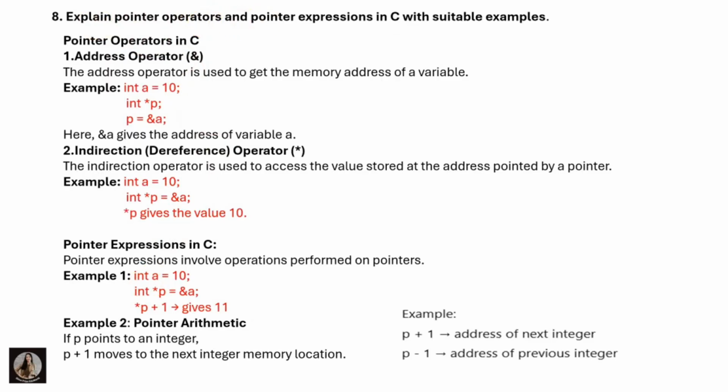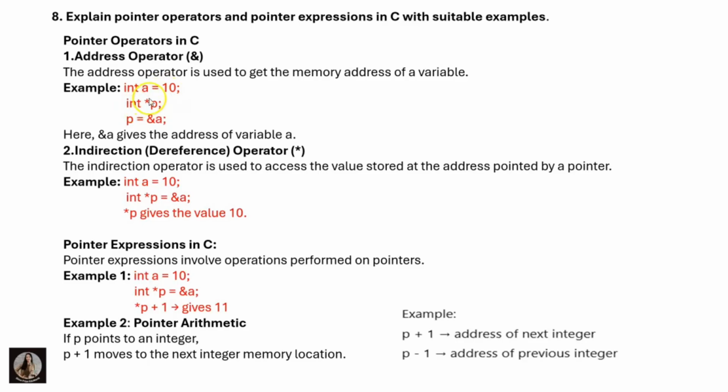Explain pointer operators and pointer expressions in C with suitable examples. What are pointer operators and pointer expressions? Pointer operators means we have the address operator and the indirection, that is dereference, operator. Let us see the address operator. I have already explained: the address operator is used to get the memory address of the variable.